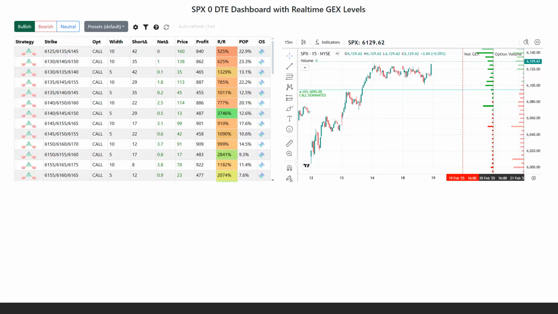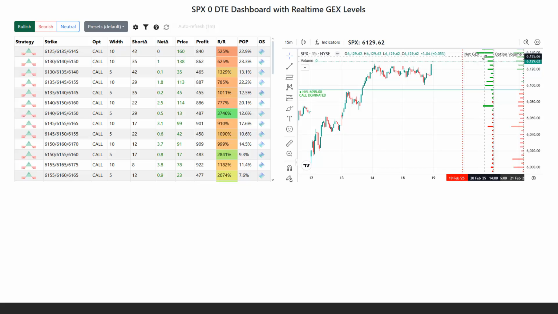Hi, in this video I would like to briefly introduce you to the operation of the SPX 0DTE dashboard. Let's first look at the structure of the application. On the right side you can see an embedded TradingView chart which shows the SPX movement in 15-minute resolution for the given period. On the right side of the chart you can see two different metrics.